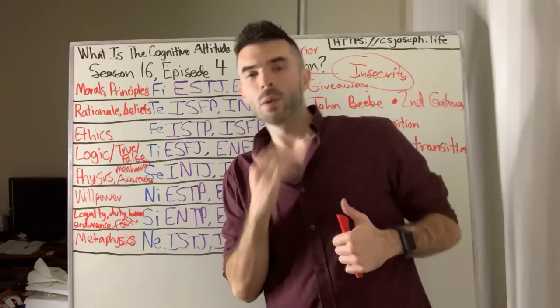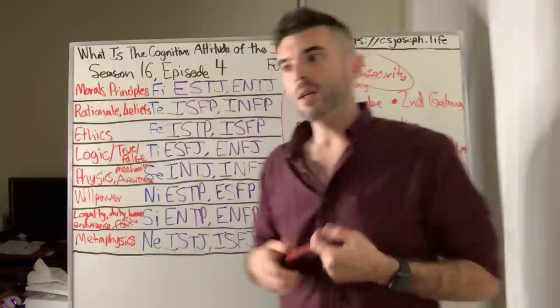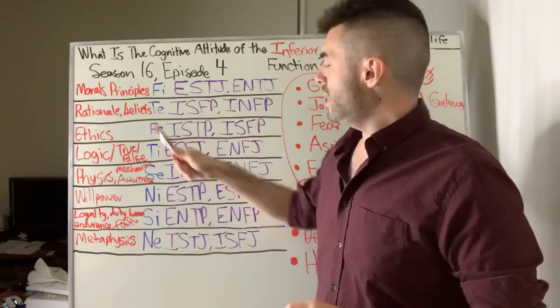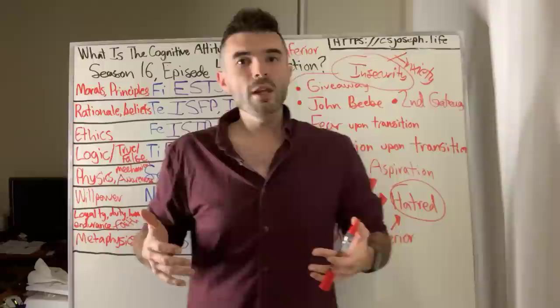Or ISTPs and ISFPs. This is where we have insecurity. Also, I'd like to add anxiety. Anxiety is another source. This is where we get social anxiety. Social anxiety for Fe inferior. These people, ISTPs and INTPs, are literally afraid of making other people feel bad. And this is why they are prone to guilt.